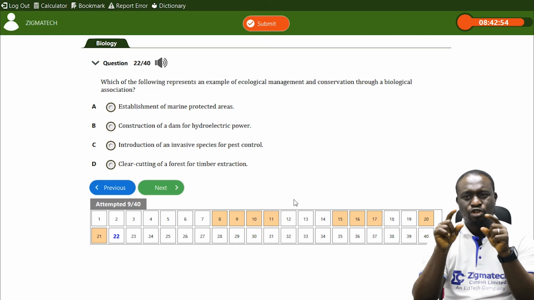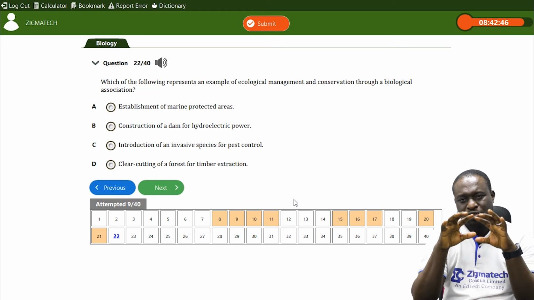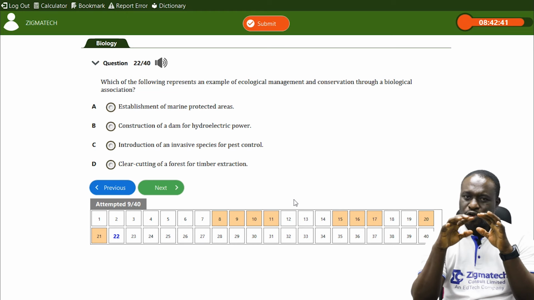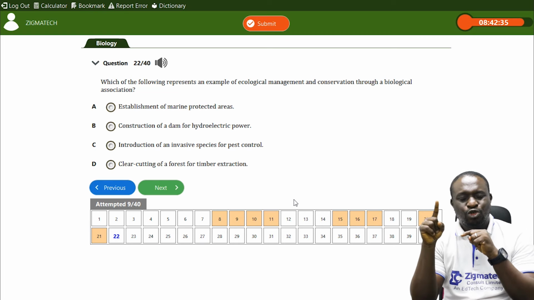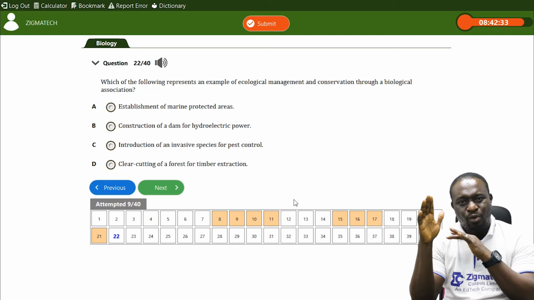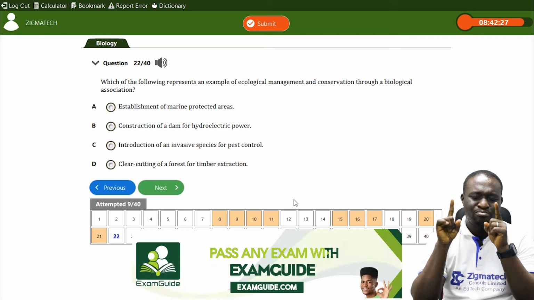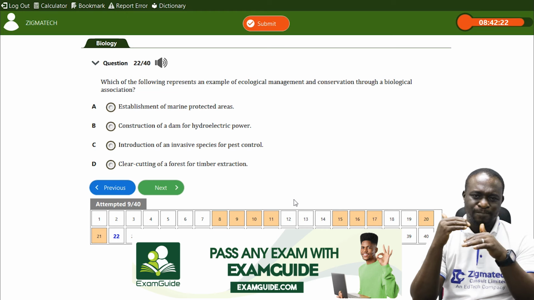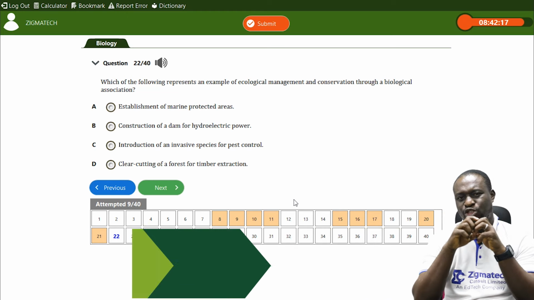Option B says construction of dams for hydroelectric power. Now, the construction of dams is just to conserve water, not the organisms in the water. It is for hydroelectric power, so as to generate electricity. But look at option A, establishment of marine protected areas. Now that sounds like a strategy practiced to help preserve the natural ecosystem.